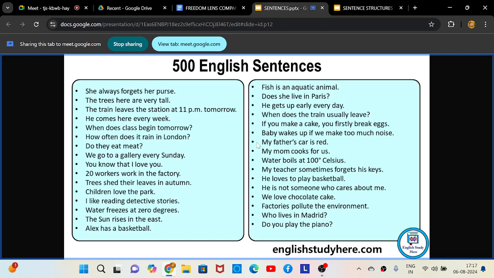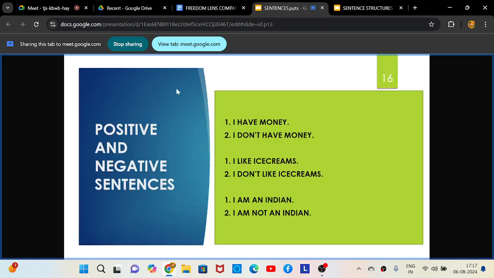Okay, now moving to the last type of sentence, that is positive and negative sentences. In fact, there are only 4 types of sentences, but positive and negative sentences is a separate topic that is included along with these 4 types of sentences. Okay, so let's check what are positive and negative sentences. We have 3 pairs of examples here. Can someone read this, please?